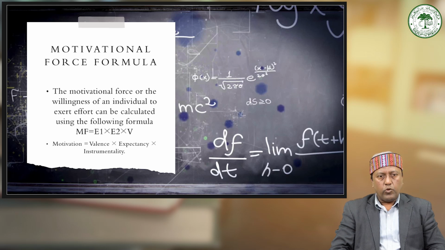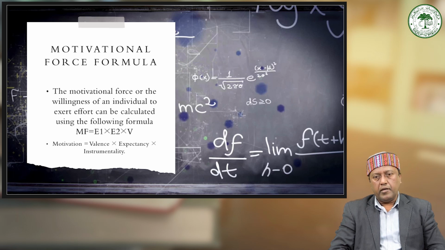The motivational force formula, which is denoted as MF, or the willingness of an individual to exert effort, can be calculated using the formula MF = E1 × E2 × V. So motivation is equal to valence times expectancy times instrumentality. This formula suggests that motivation is a product of three factors, and if any of these factors is zero, the overall motivation will be zero. In other words, all three components, expectancy, instrumentality, and valence, must be present for motivation to occur.